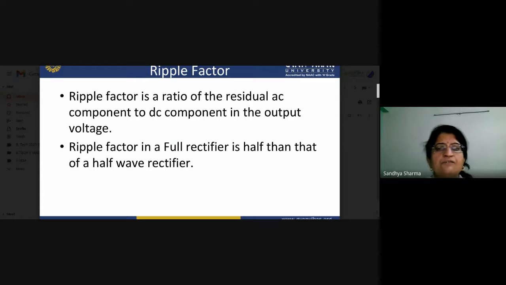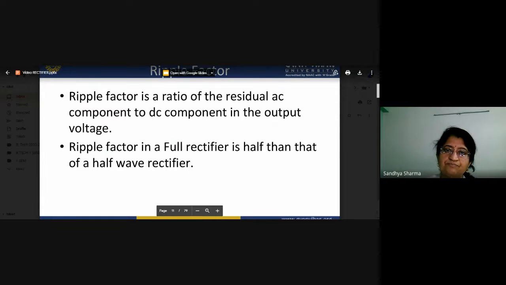And the ripple factor in a full wave rectifier is half that of the half wave rectifier. Means if we are talking about the full wave rectifier, it is better than the half wave rectification, because in half wave rectification there is double the AC component in the output voltage.